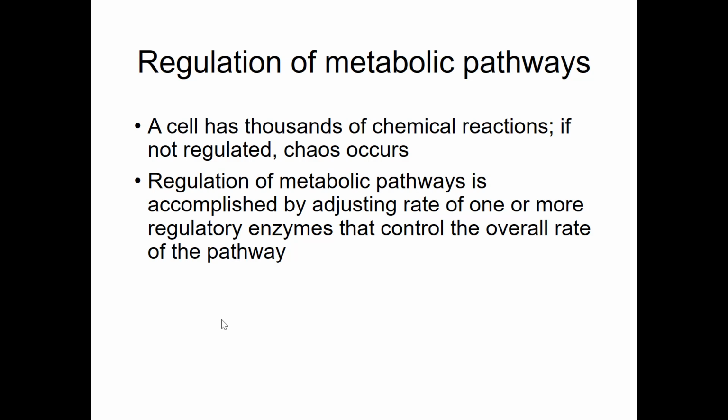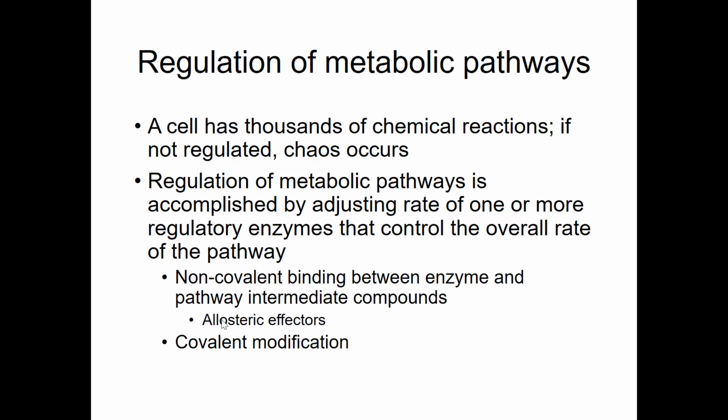So there are two general ways in which this can happen, either non-covalent binding between an enzyme and a pathway intermediate. These are typically allosteric effectors and will be the focus of the rest of today's lecture. There's also regulation by covalent modification, and I'll mention this at the very end, but again, our focus of today is going to be on allosteric regulation.